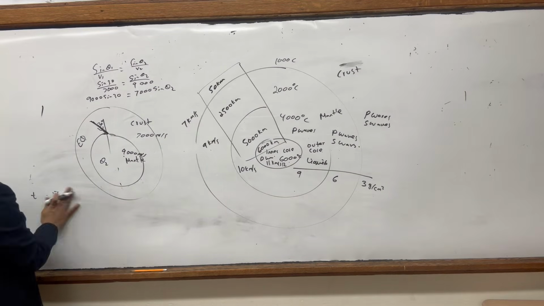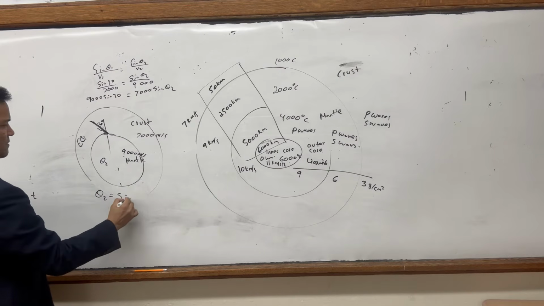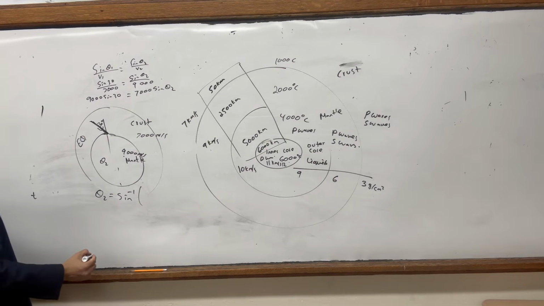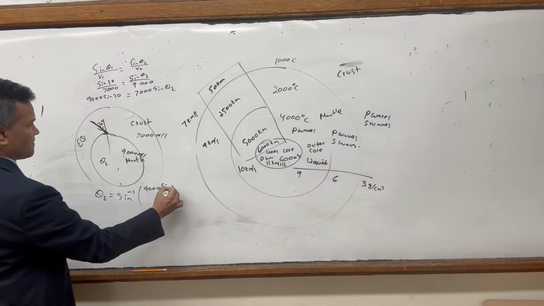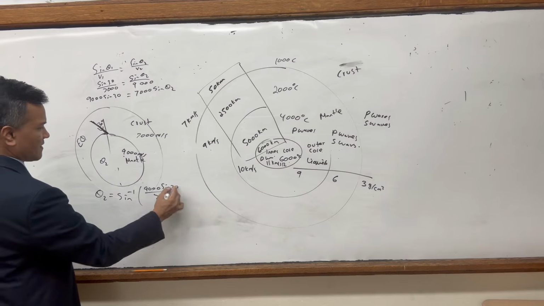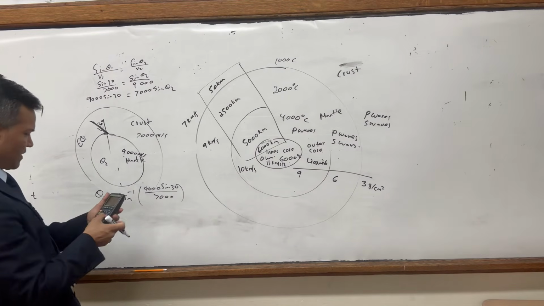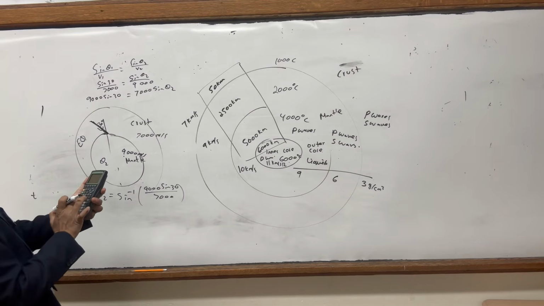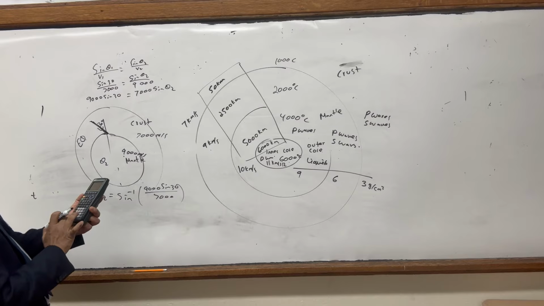Now what do we get? We get theta 2 is equal to sine inverse of 9,000 sine 30 divided by 7,000. Let's see what we get. I think it's going to be moving away. So 9,000 sine 30 divided by 7,000.